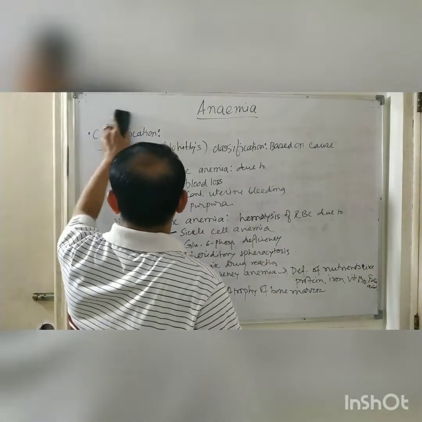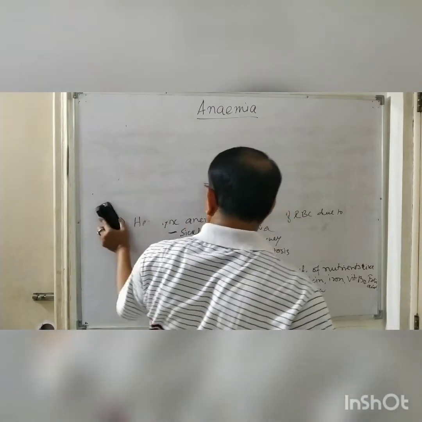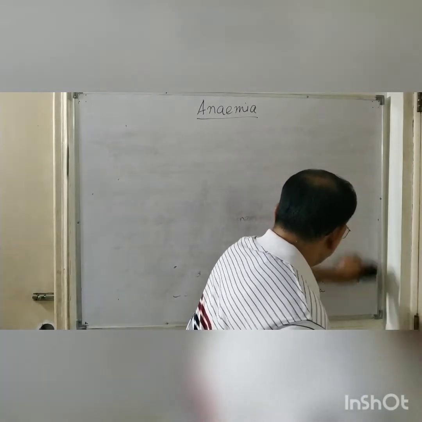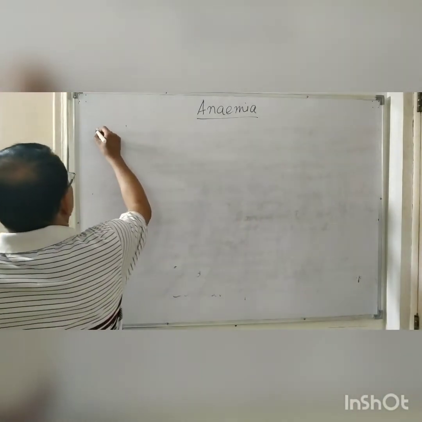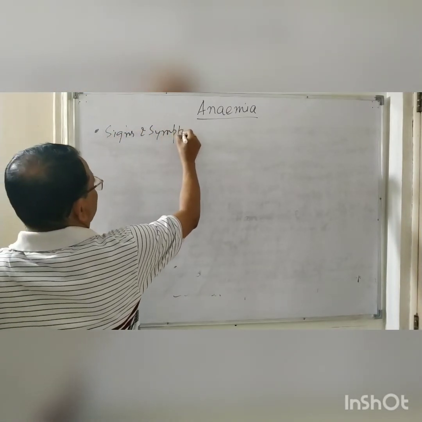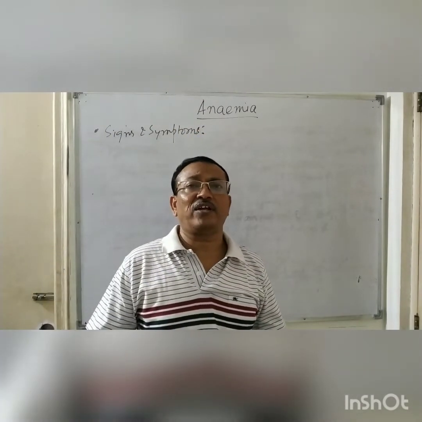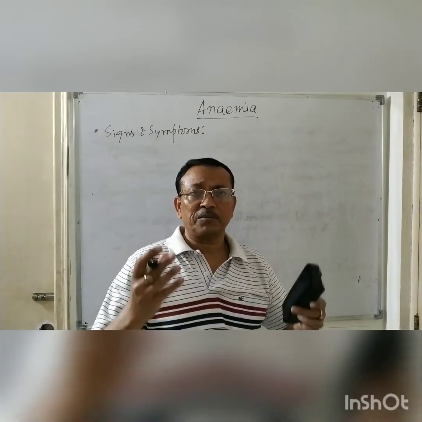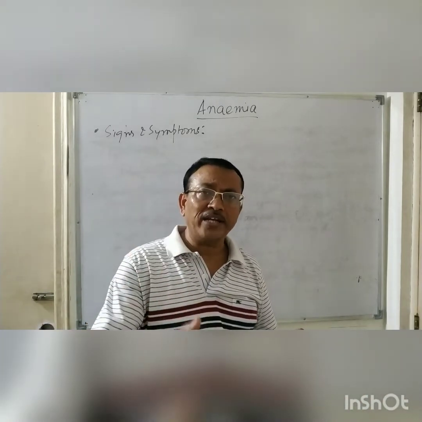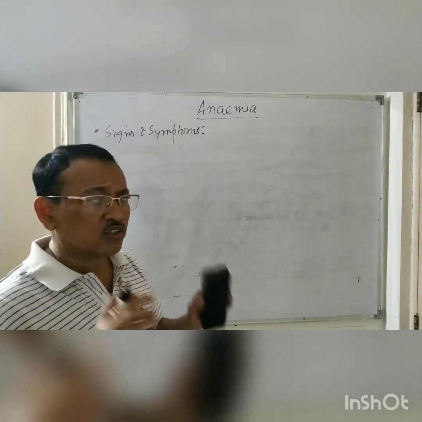So now there are signs and symptoms of the anemia. That means how you can understand the person is suffering from anemia. From some signs and symptoms that appear in the body, that the patient complains of, from those things you can tell the person is suffering from anemia. What are those signs and symptoms?